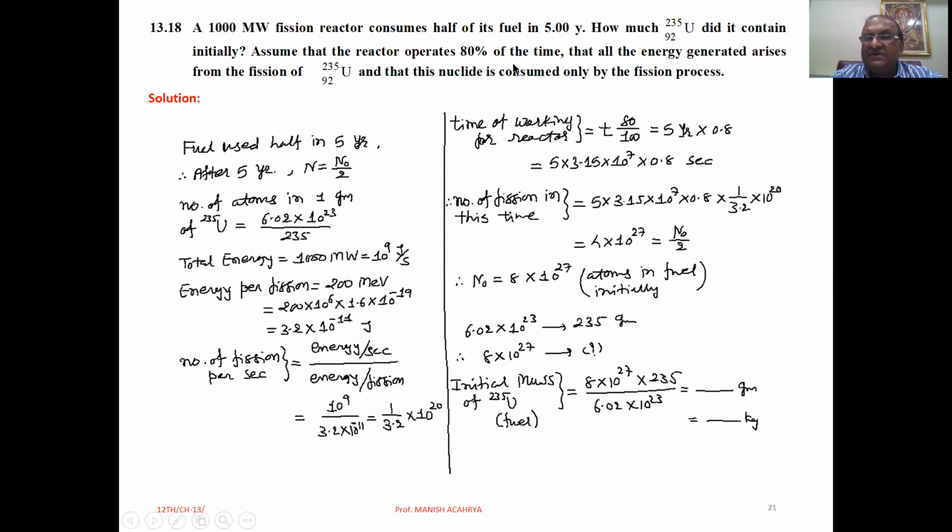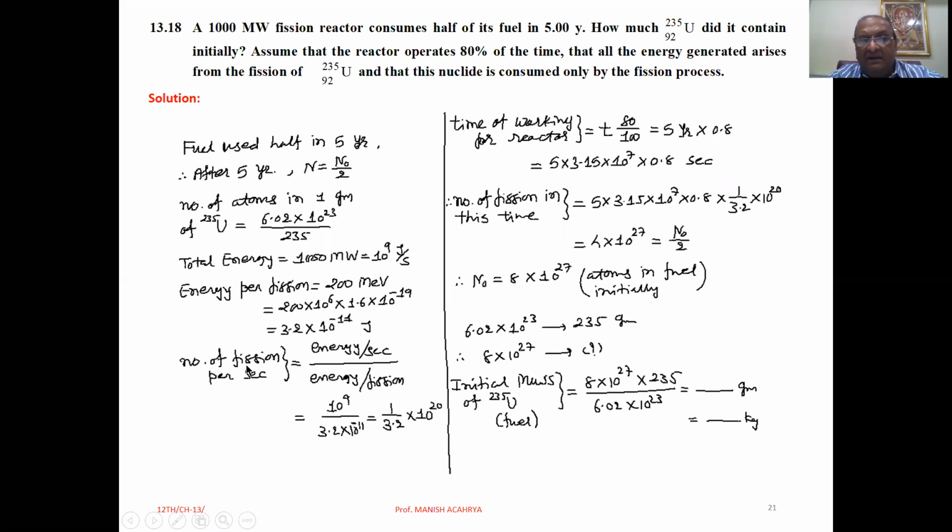But see here, it is given to you that the reactor operates 80% of the time. That means of the 5 years working time given, the reactor was actually on for only 80% and off for 20%. So the working time of the reactor is 80% of 5 years. 5 years is 5 into 3.15 into 10 raised to 7 seconds, and 80% of it means multiplying by 0.8. This many seconds the reactor is in working condition.